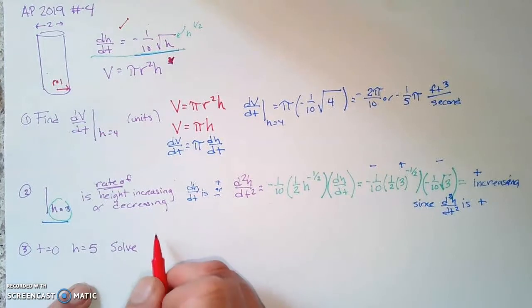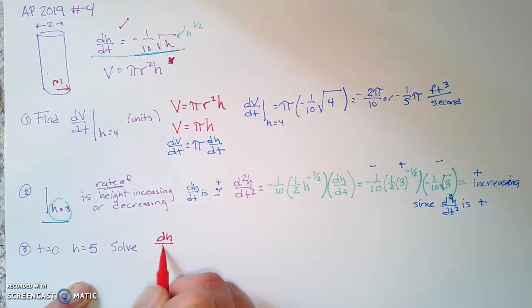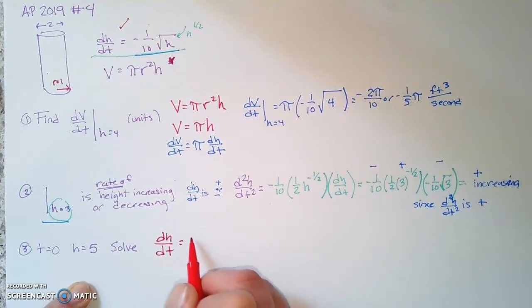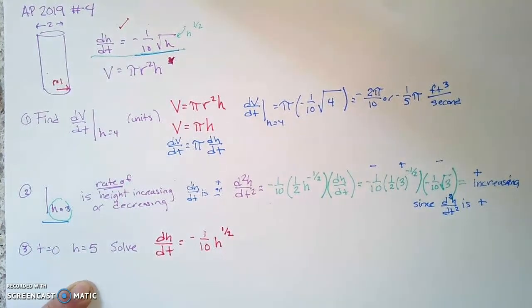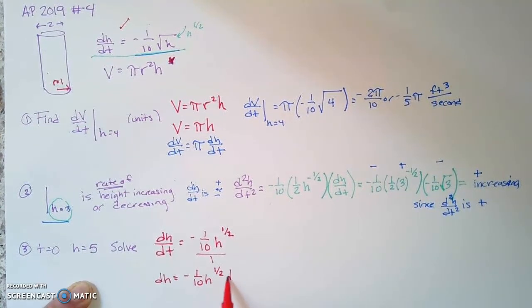Let's start out with dh over dt equals negative 1/10 square root of h, which I'm going to write as h to the 1/2, just to make my life easy as time goes by. I'm going to put this over 1. I'm going to cross multiply, and I get dh equals negative 1/10 h to the 1/2 dt. Okay, so I've gotten that far.